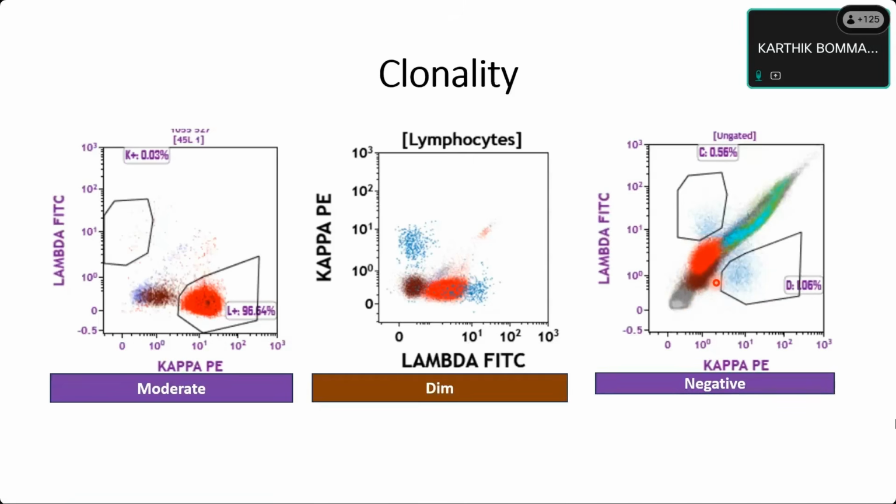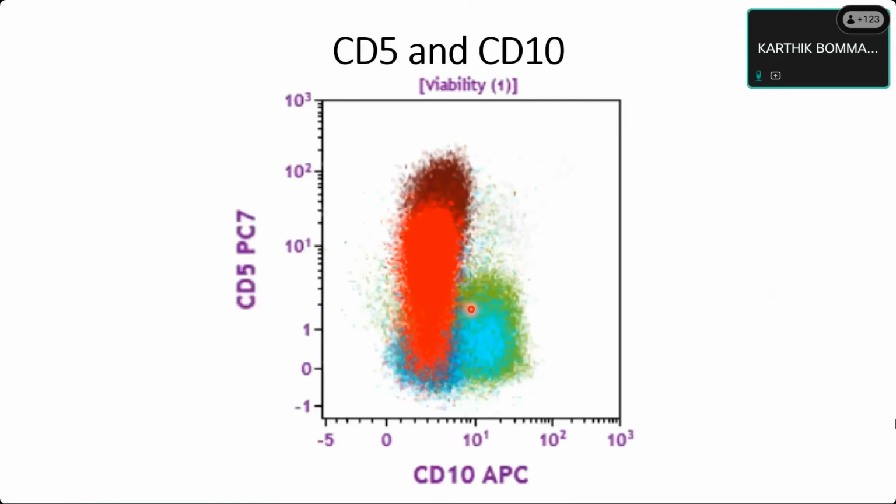Clear? Any doubts? So identify the B cells, identify the clonality based on restricted expression of either kappa or lambda, which can be moderate or dim, or both can be negative also. All these scenarios indicate that the B cells we are identifying are clonal. Once you know that the B cells are clonal, then you have to look for your combination of 5 and 10.